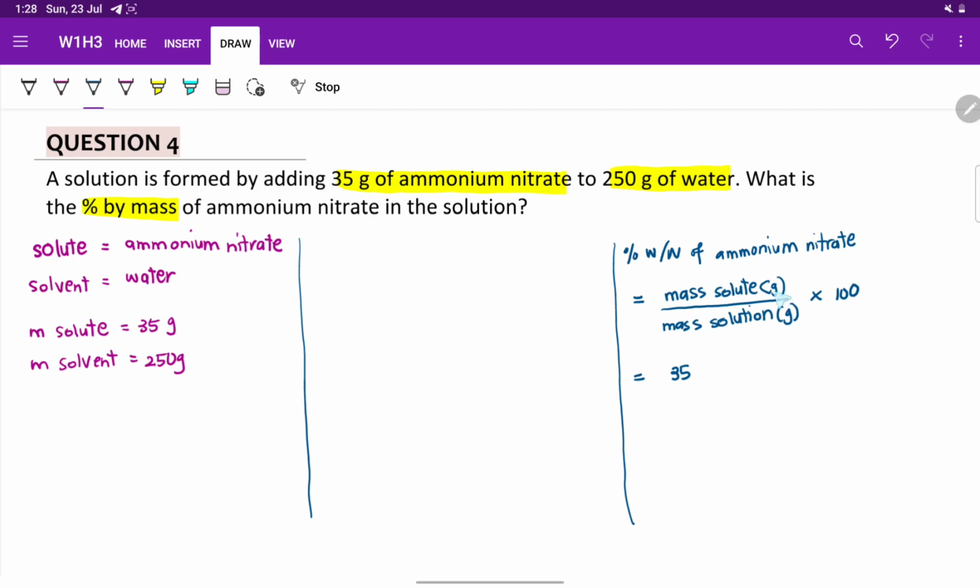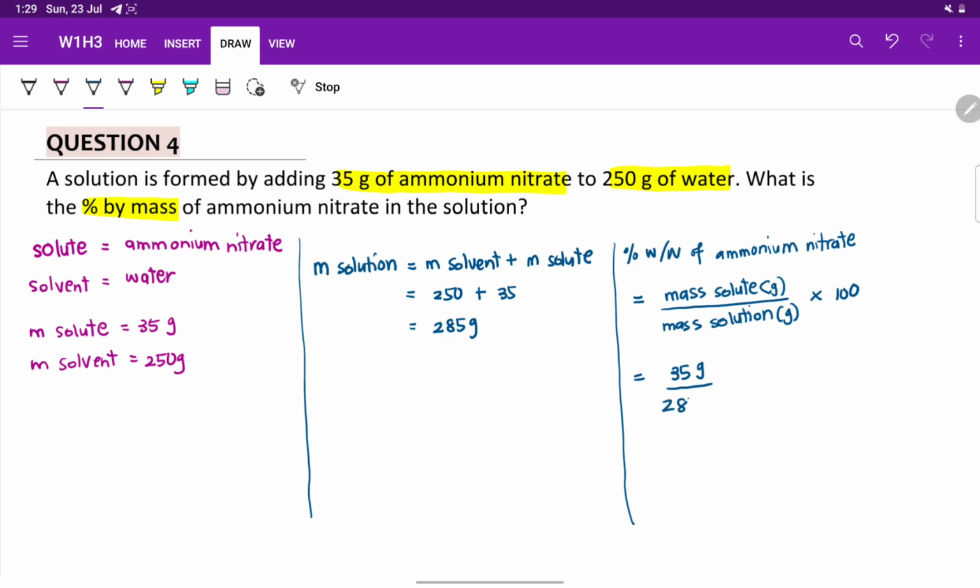Okay, then for mass of solution, it's not given over here. What we have is only solute and solvent. But remember, we had an equation earlier. Solution is equal to solute plus solvent. So, if we want mass of solution, it means mass of solution is equal to mass of solvent plus mass of solute. Okay, so we need to find first how much the mass of solution is here. So our solvent is 250 gram plus our solute is 35 gram. Okay, so our solution here is 285 gram.